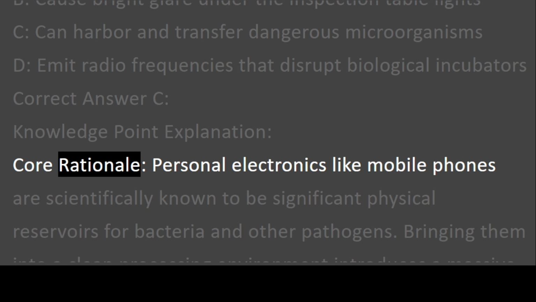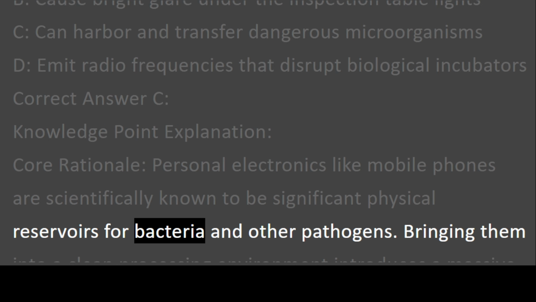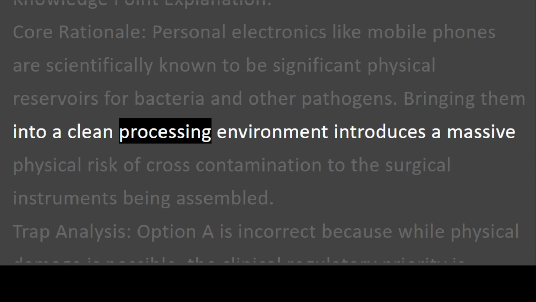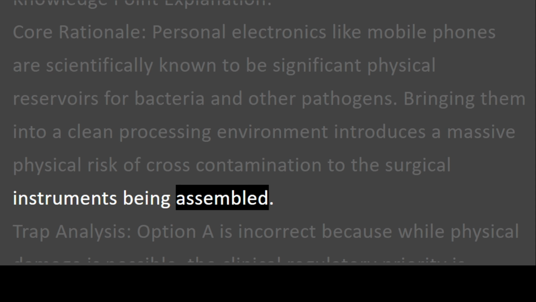Core rationale. Personal electronics like mobile phones are scientifically known to be significant physical reservoirs for bacteria and other pathogens. Bringing them into a clean processing environment introduces a massive physical risk of cross-contamination to the surgical instruments being assembled.